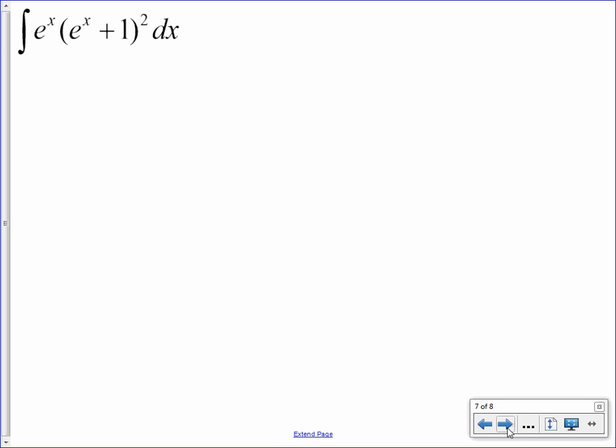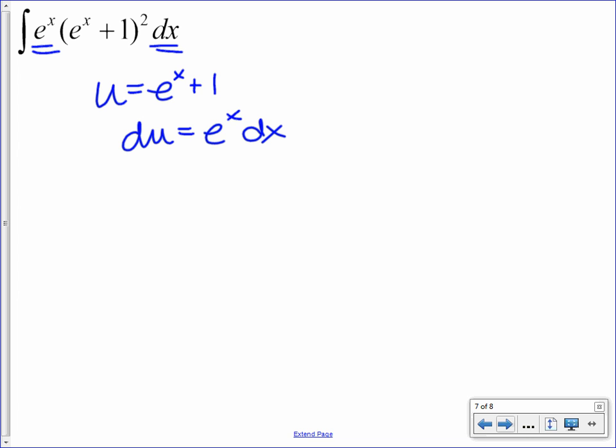Okay. So e to the x. What's the derivative of e to the x? What's the antiderivative of e to the x? Okay, good. You remember the simplest rule ever. So, what can we do here? Make u e to the x plus 1. Since e to the x plus 1 is inside of something squared, it's a great candidate for u substitution. And then when we take du, we get e to the x dx, which, look at that, ladies and gentlemen, we have that right there.